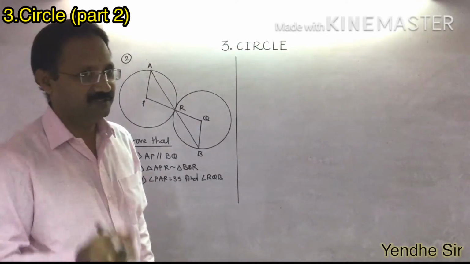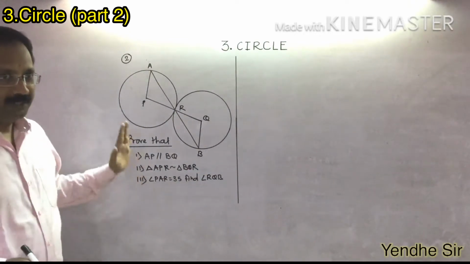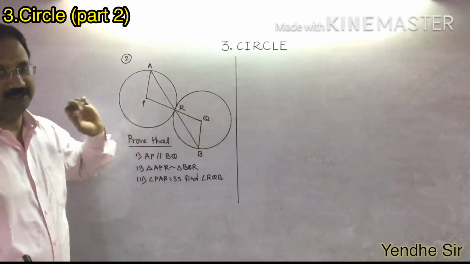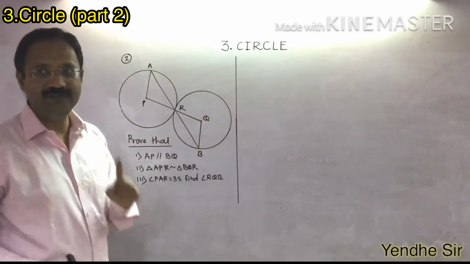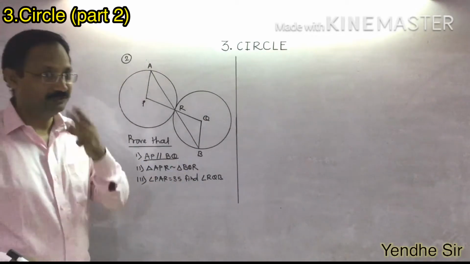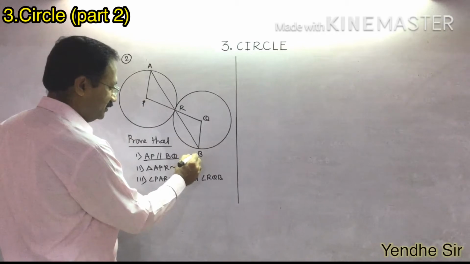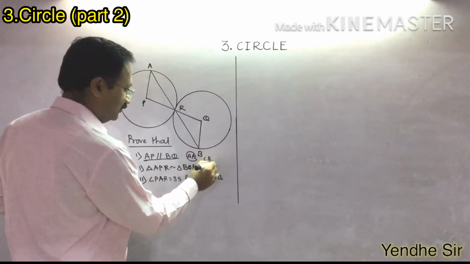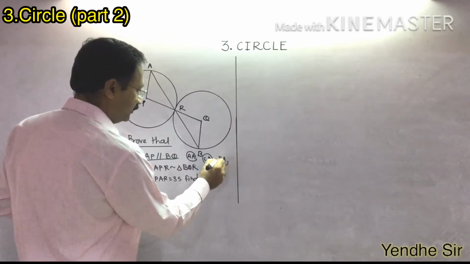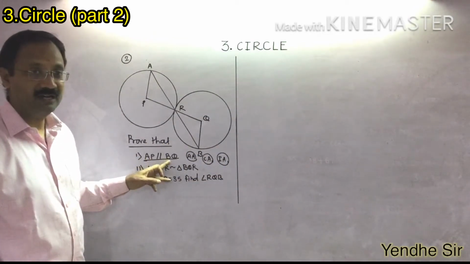Let's see the second sum. In this sum, there are two circles which are touching externally. But here you have to prove that AP is parallel to BQ. Okay, so we have studied in 9th standard when two lines are parallel. Yes, we know the three answers. One is if the alternate angles are congruent. Second, if the corresponding angles are congruent. And third is if interior angles are supplementary. These are the three ways to show the lines are parallel.